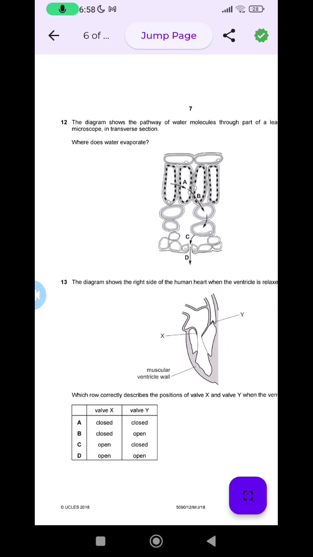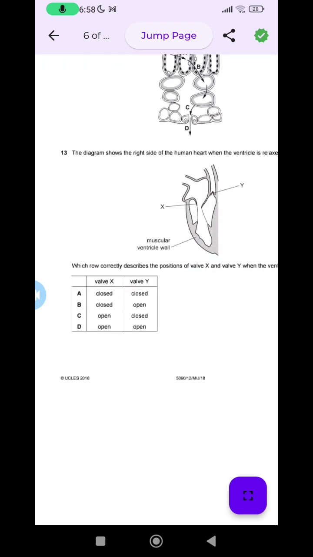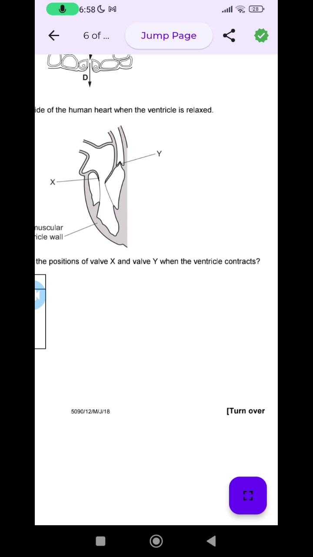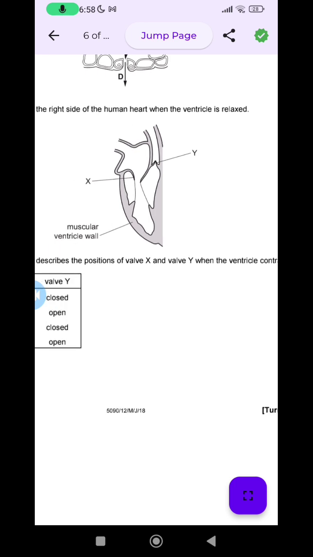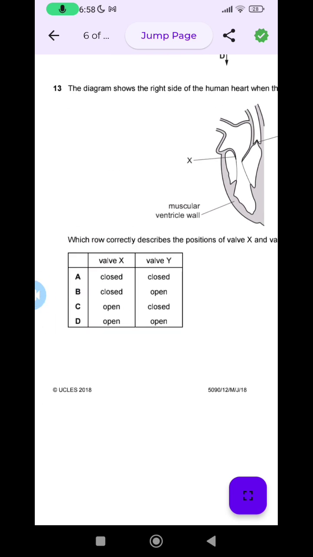The diagram shows the right side of the human heart when the ventricle is relaxed. Which option correctly describes the positions of valve X and valve Y when the ventricle contracts? Now, when the ventricle contracts, the blood is not supposed to go back into the atrium, which is from the pathway where valve X is present. So we know that valve X would be closed, while the blood will pass through the pathway where valve Y is present. So valve X would be closed, while valve Y would be opened, and B would be the correct option.